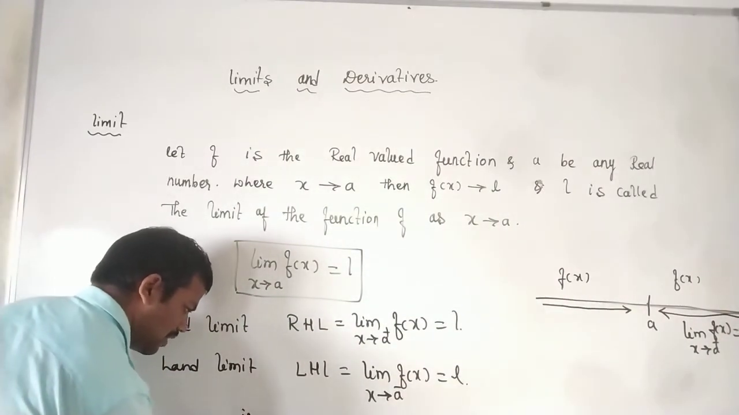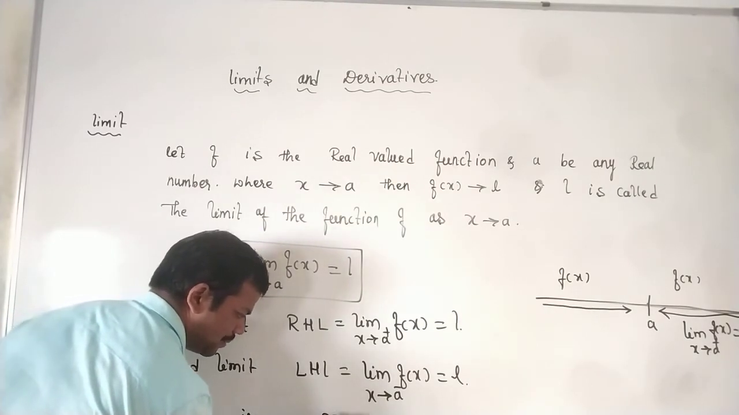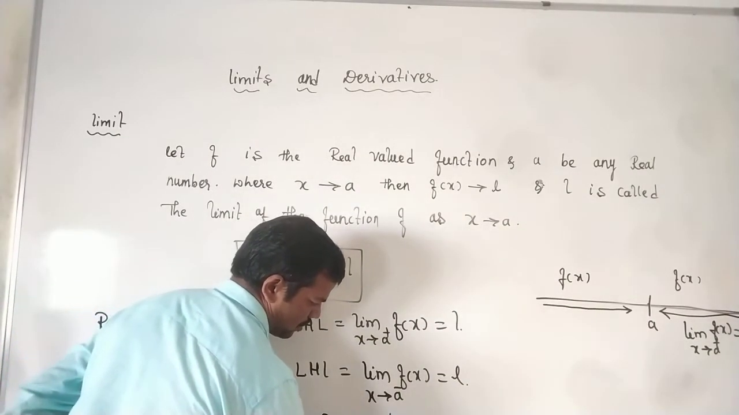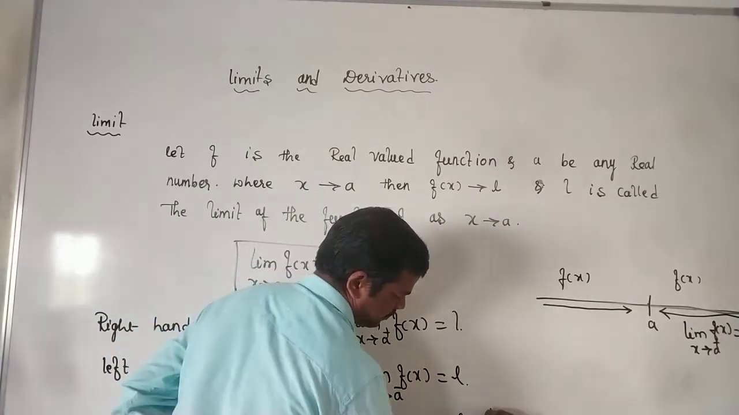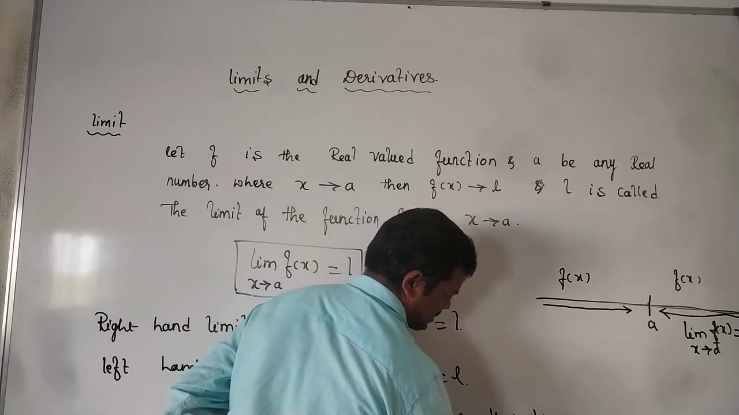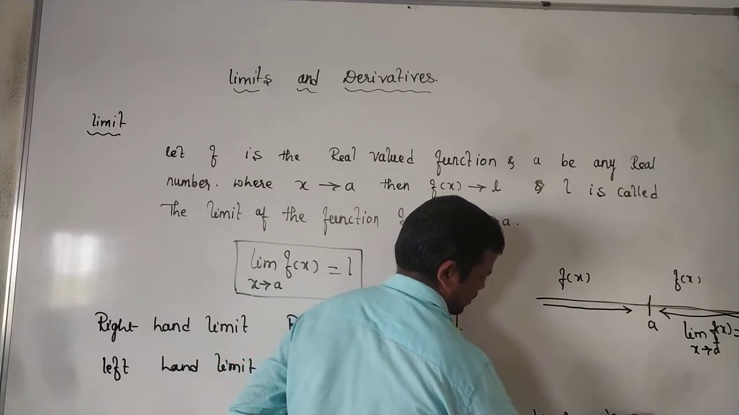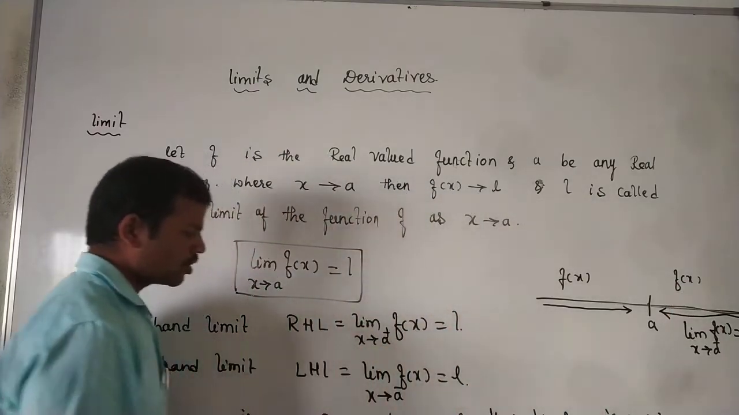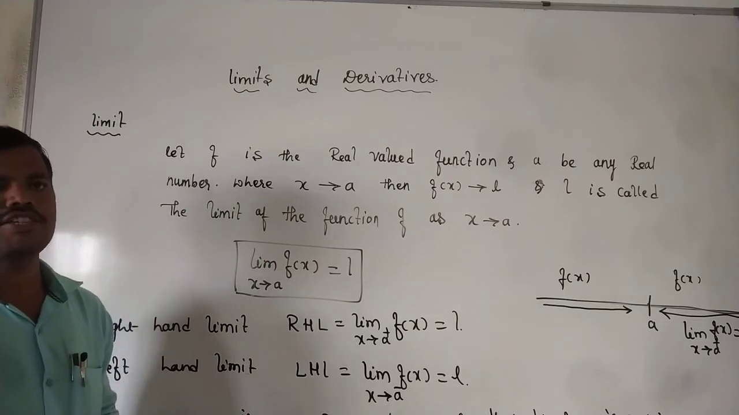If left hand limit is equal to right hand limit, then we say that the limit as x tends to a, f of x exists. So this is about the limit of the function. Next we come to the algebra of limits.